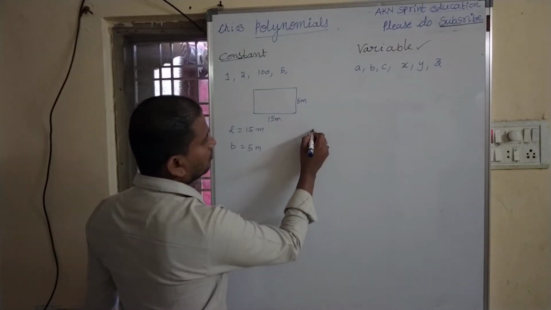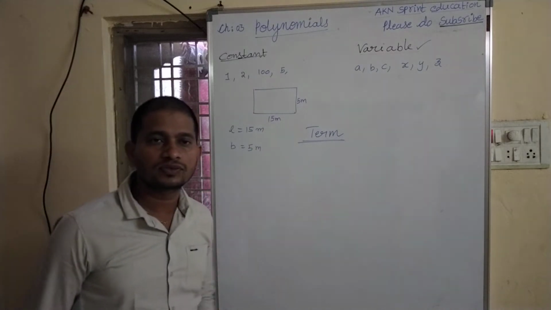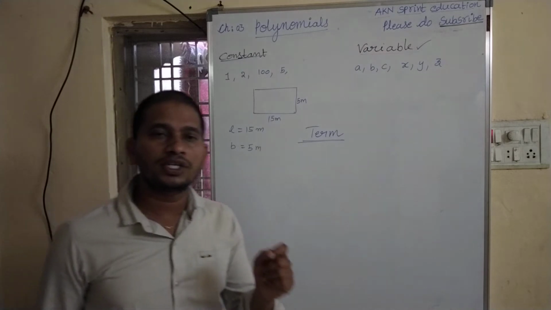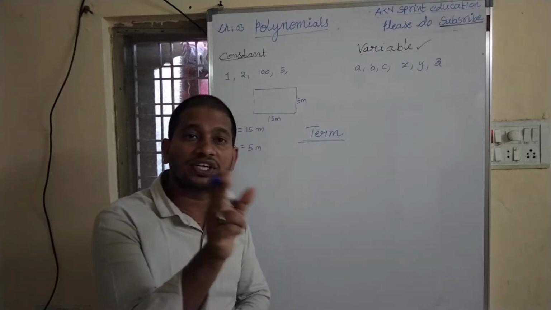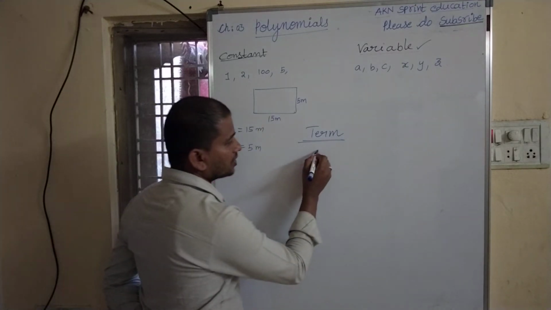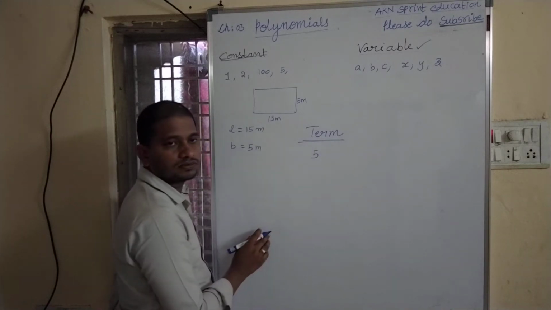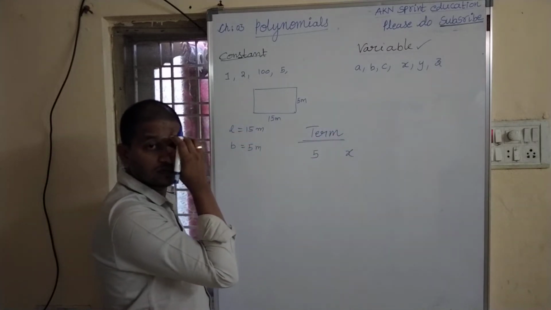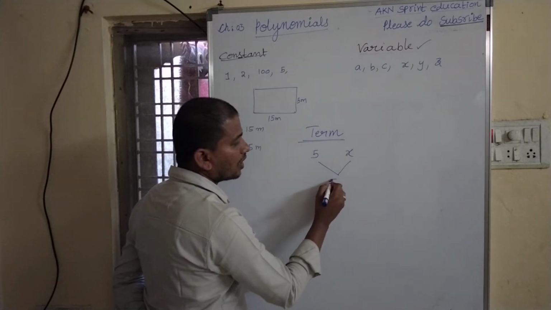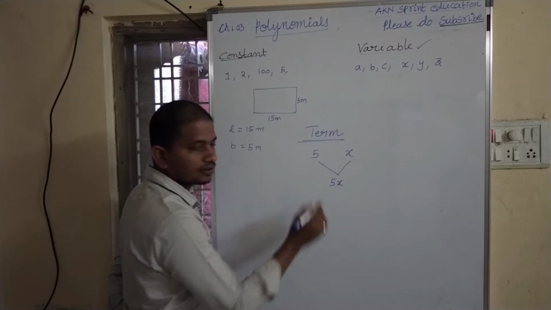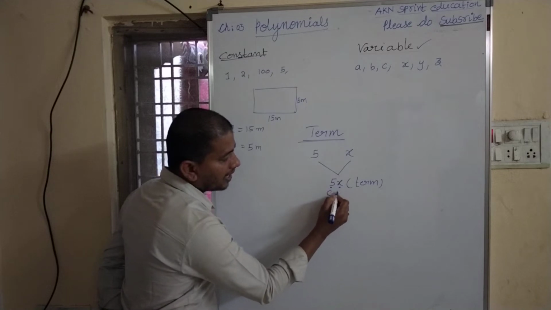Now coming to term. What do you mean by term? Term is nothing but a constant or a variable or else a combination of constant and variable. Is 5 a constant? Okay, 5 is constant. We can also call it a term. For example, x, which is a variable, we can also call it a term. Or else a combination of both constant and variable.